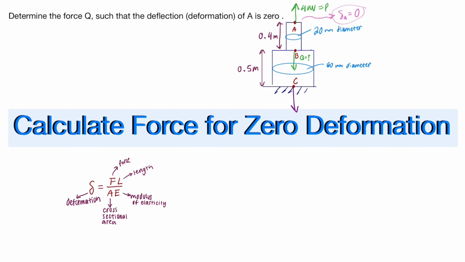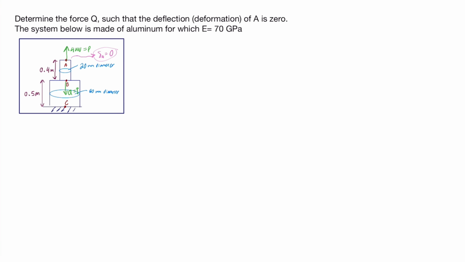Okay, so in this video we will calculate the force Q as shown here in order to cause a total deformation of 0. We will do this by using this equation shown here. Okay, so the problem reads, determine the force Q such that the deflection or deformation of A is 0.